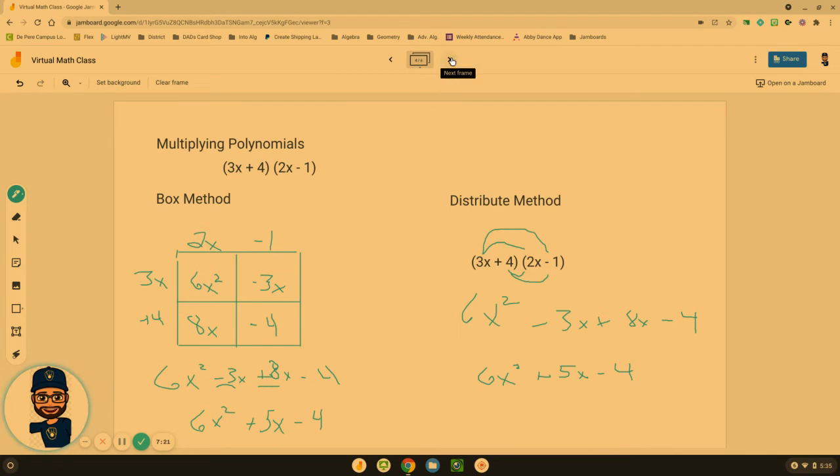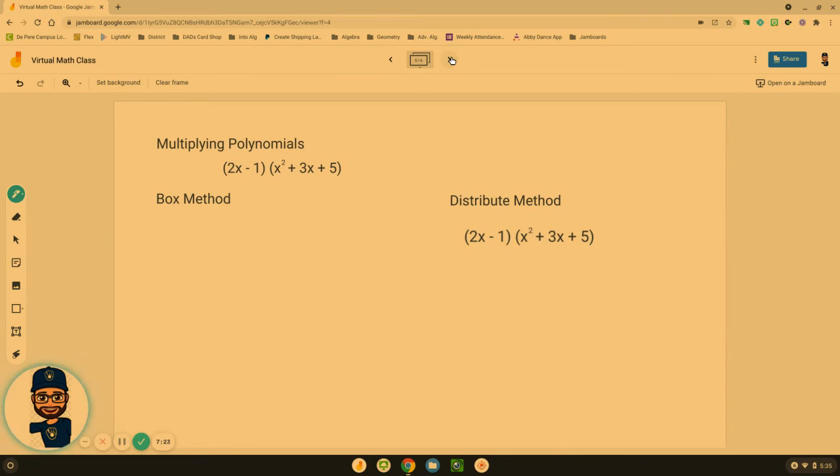All right, so what happens if we have a little bit of a bigger polynomial, which in this case is going to be a trinomial? Okay, you could set up the box again. 2x minus 1 down here. So 2x and a minus 1. That's got 2 terms. And then the x squared, this 3x here, and a 5 here. And you could get 1, 2, 3, 4, 5, 6 different results.